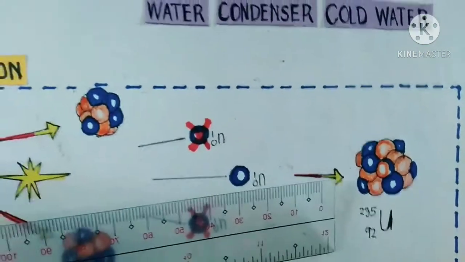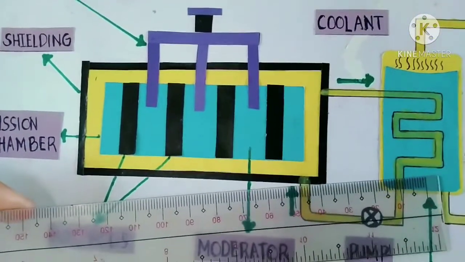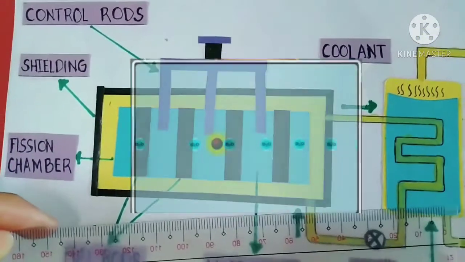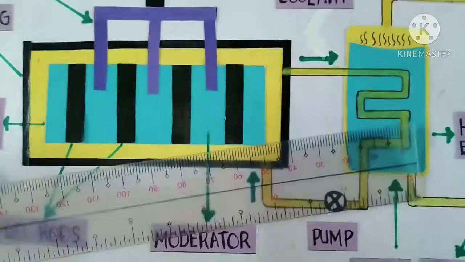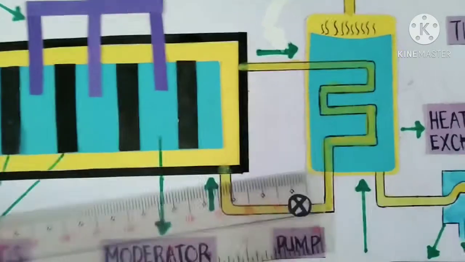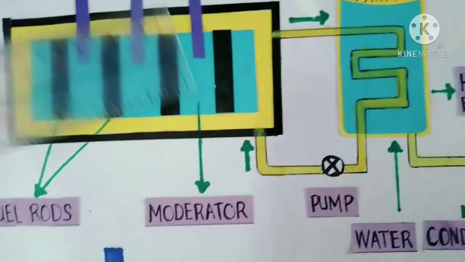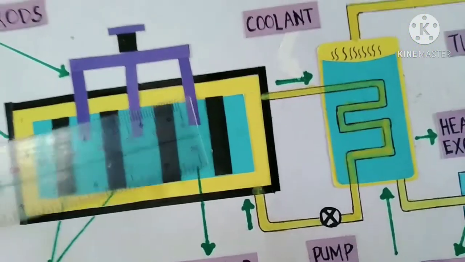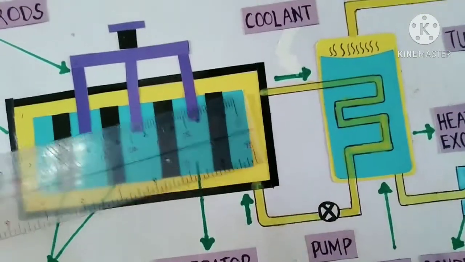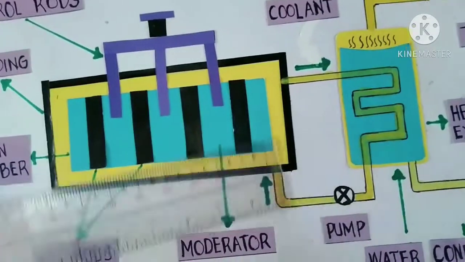Commonly, ordinary or heavy water is used as a moderator in nuclear reactors because of the deuterons present in them, which are capable of slowing down the neutron speed. The color blue here is the water. So as you can see, they are used as the moderator in nuclear reactors because of the deuterons present in them, which are capable of slowing down the neutron's speed.